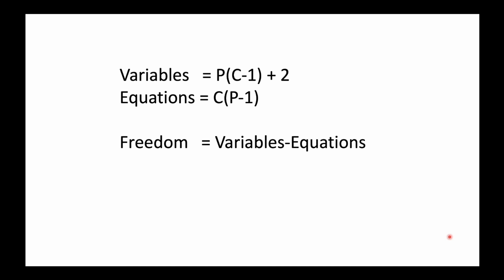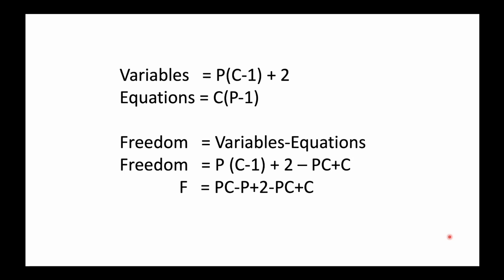So if we do this, subtract the number of equations from the number of variables, we are left with the degrees of freedom. And this gives us our popular expression, which is the Gibbs phase rule: P plus F equals C plus 2.